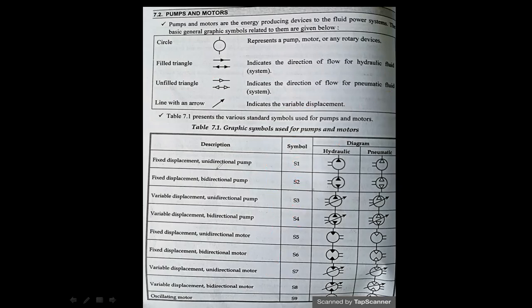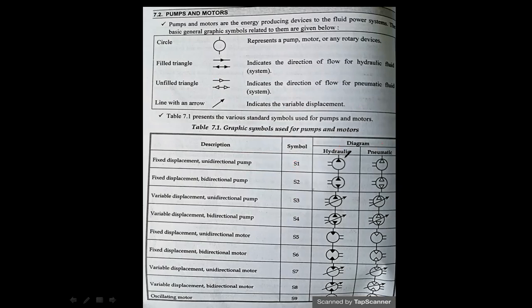First is the fixed displacement unidirectional form. Fixed displacement means there is no variation in the process, so the arrow mark will not be available in our symbol. It is represented by symbol S1. We have two categories: one is hydraulics and the other is pneumatics. First you can see the hydraulic symbol.